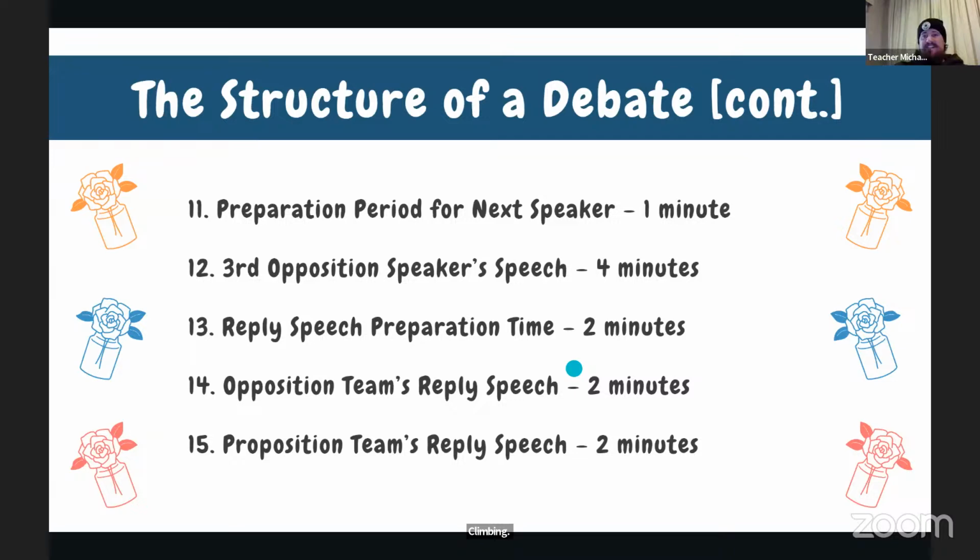So finally, we'll have a deliberation period for the judges. We've marked down 15 minutes. That's a good average, but it can sometimes be shorter. Sometimes it can go even as long as about 25 minutes. It depends on how quickly the judge can reach a decision.